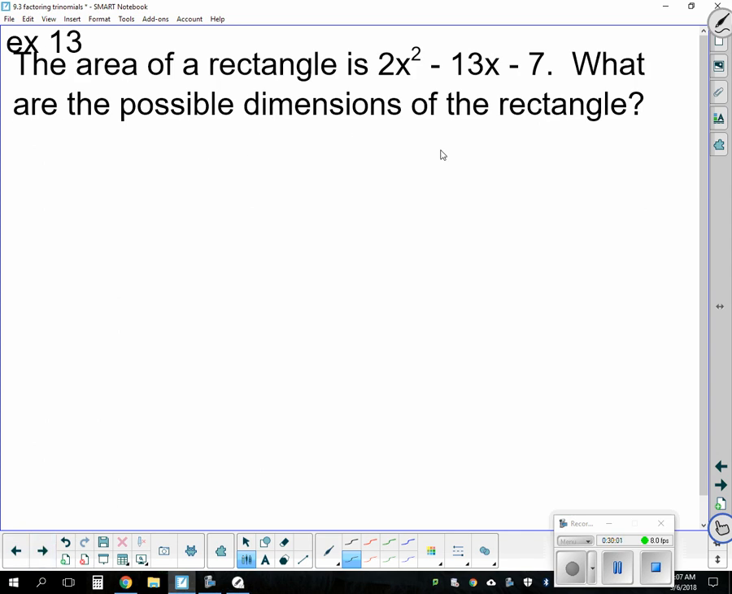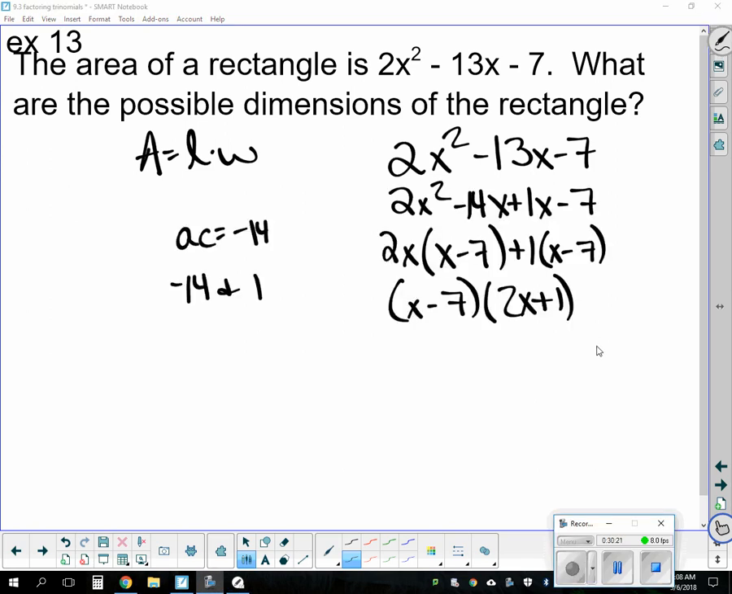Okay, the area of a rectangle is 2x squared minus 13x minus 7. What were the possible dimensions of the rectangle? We did the same thing with volume already. Now we're just doing it with area because area is length times width. So we're trying to find two factors of this. Well, if you're trying to find two factors of this, that means you need to factor the problem. Pause the video, you guys factor this out. Okay, factoring gives me this, so these are my two possible dimensions for that rectangle.